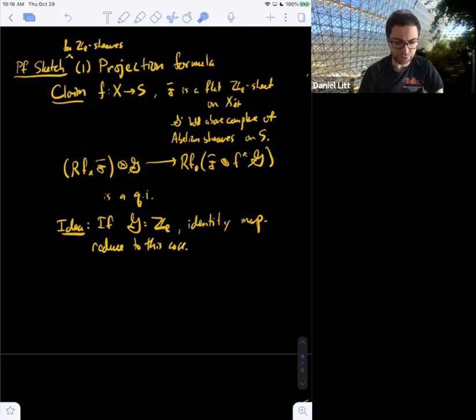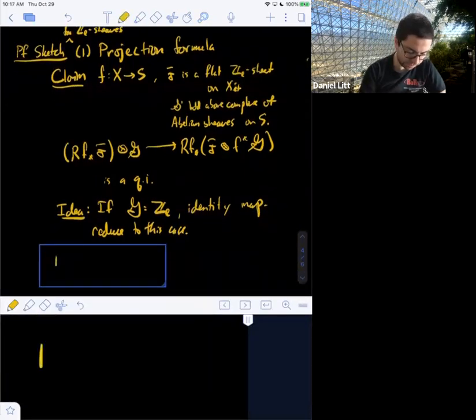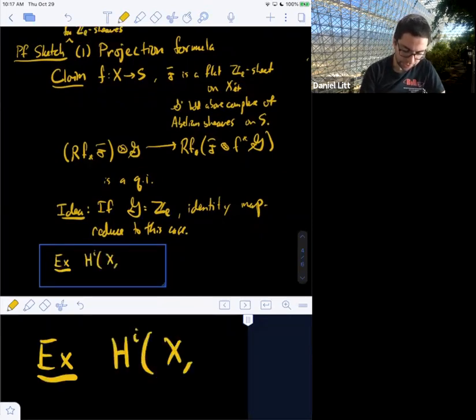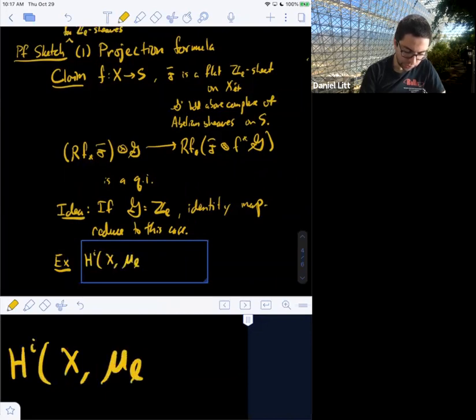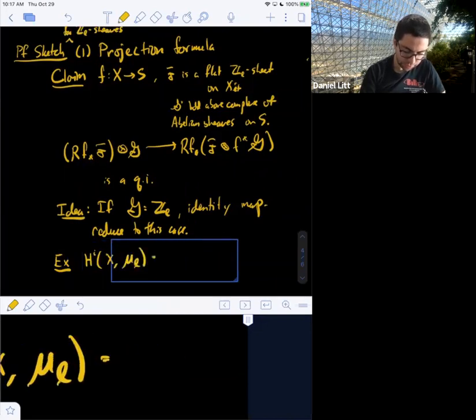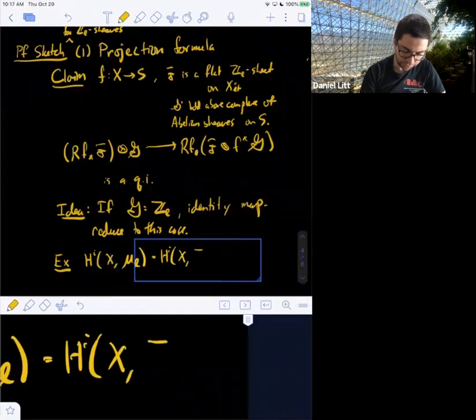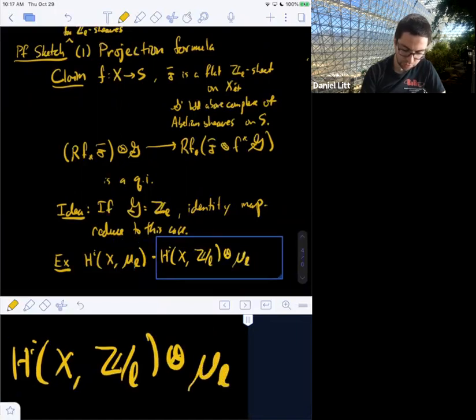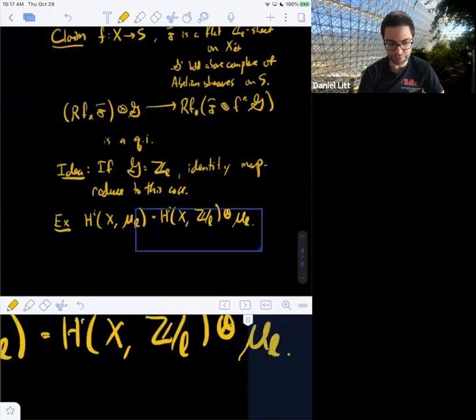Yeah. But I don't want to say much about this. But let me just remark. So we've already seen an example of this claim. We've seen, for example, that H^i of X with mu_L coefficients is canonically isomorphic to H^i of X with Z mod L coefficients tensored with mu_L. So we've used this a lot when we've computed.